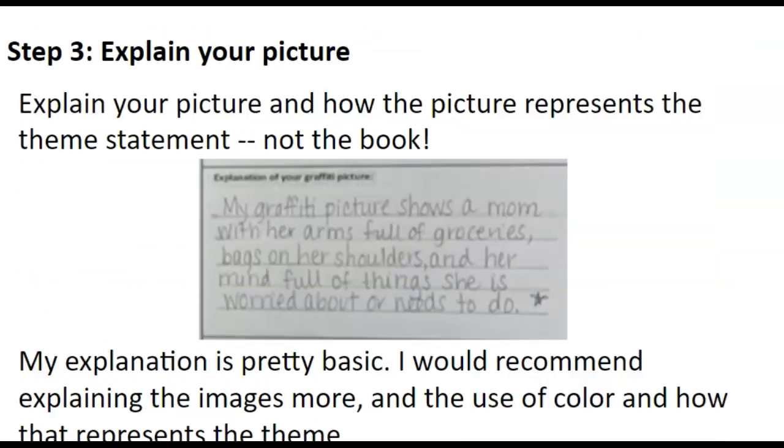And then step 3 is to explain your picture. So explain how the picture represents the theme statement, not the book at this point. You're just explaining how it represents the sentence that you wrote. Now, my explanation is pretty basic. I would recommend explaining the images a bit more and talking about the use of color and how that represents the theme as well.